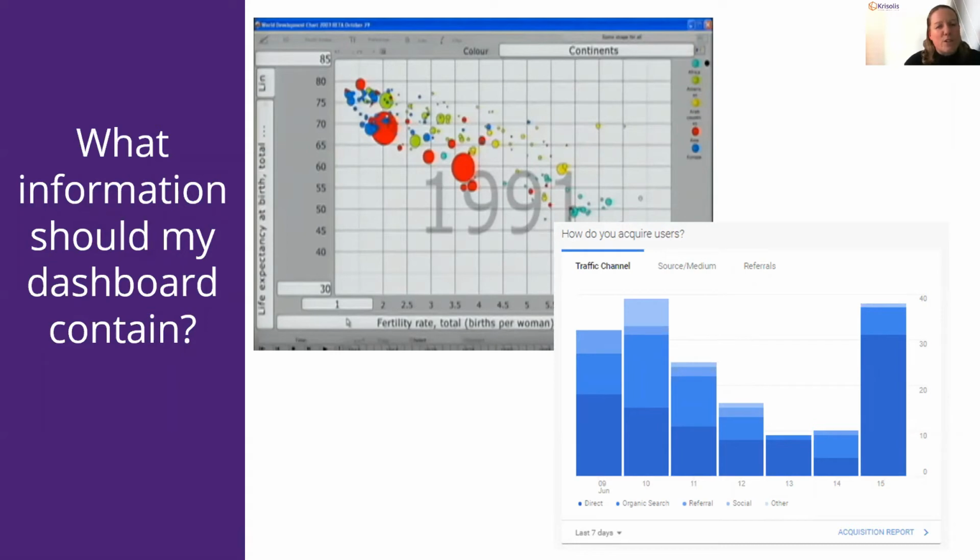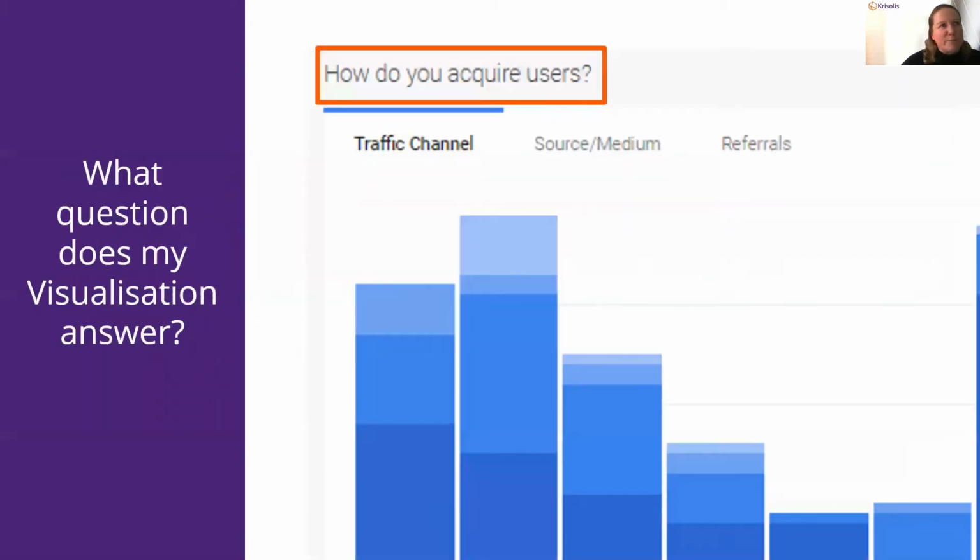One of the things, if you notice, in the Google dashboard, and this is one thing that I really, really like about the Google dashboards, if we look at the actual charts in them, their title is a question. So rather than telling me that this is a user acquisition chart, the title is, how do you acquire your users? So it poses the question, and then the visualization answers that question for you.